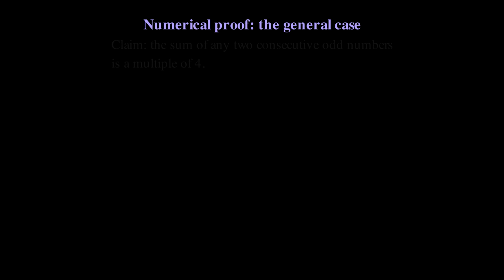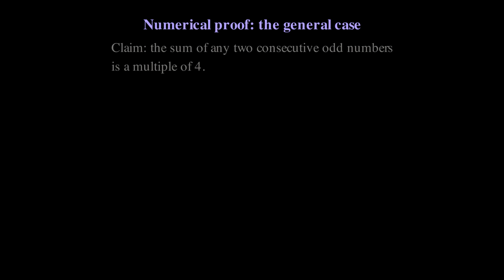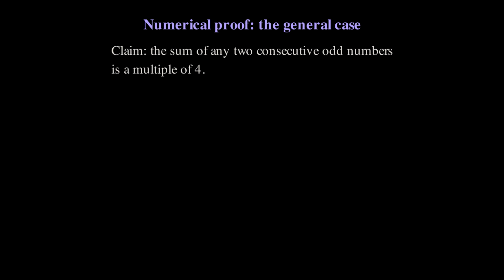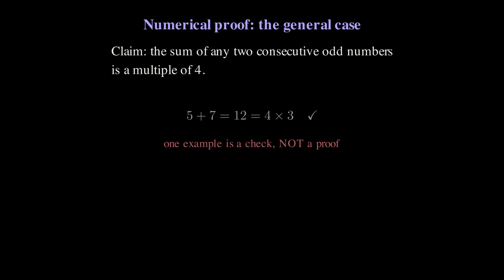Let's do a numerical proof, a proof about numbers. Claim: add any two consecutive odd numbers, and you always get a multiple of 4. You might test it. 5 plus 7 is 12, which is 4 times 3. Nice. But a checked example is not a proof. It says nothing about the cases you didn't try. We need every case at once, so we go general.